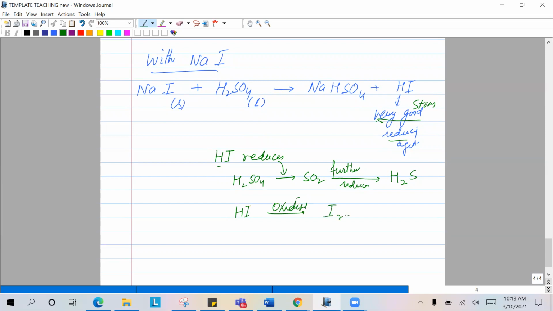So again, when you are reacting with the HBr, the reduction stopped over here because HBr was good enough only to reduce the H2SO4 to sulfur dioxide. But HI is a strong reducing agent, so it is able to go one step further and reduce the SO2 to H2S. So this shows it is a stronger reducing agent compared to the Br minus.